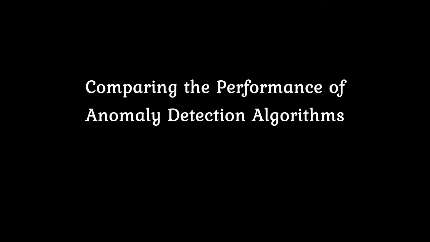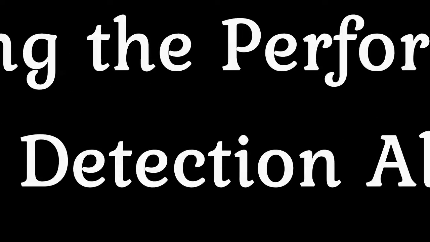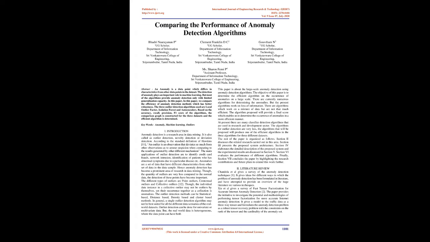Comparing the performance of anomaly detection algorithms. Abstract: an anomaly is a data point which differs in characteristics from other data points in the dataset. The detection of anomaly plays an important role in machine learning. But most of the algorithms provide anomaly detection only with limited generalization capacity. In this paper, we compare the efficiency of anomaly detection methods which has better robustness.